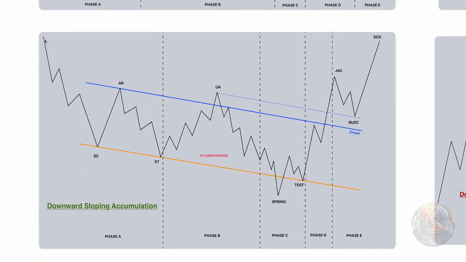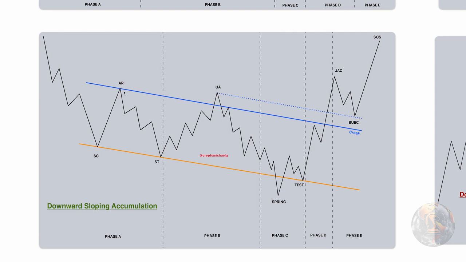Very common as well. Sometimes price will come down and it will, instead of forming a nice horizontal like we want to see, it will continue to trend down and it will look bearish. So let's dig into it and understand why this is in fact not bearish. You have a selling climax, automatic rally as usual. You then have your secondary test, which takes out that low, and then it causes a rally to the other side, which takes out the high or creates an equal high. This is your upthrust action.